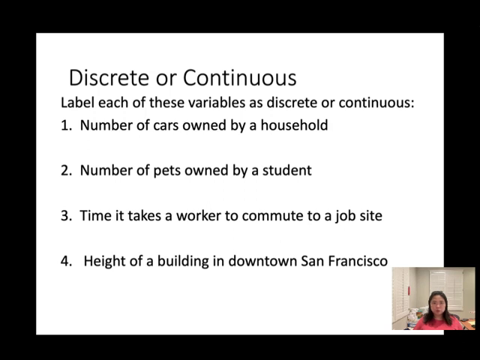Example: label each of these variables as discrete or continuous. Try to do it by yourself. Just make sure you remember that discrete is by counting, continuous is by measuring.